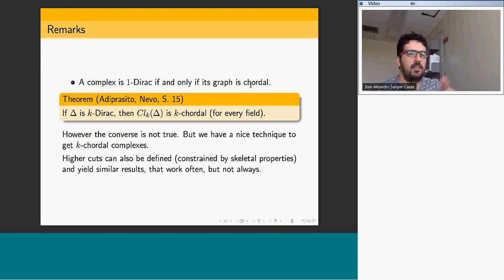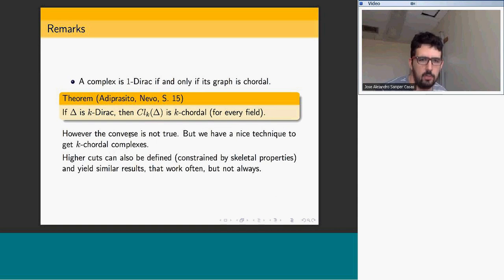And K-Dirac implies K-chordal, meaning filling the holes gives me chordal complexes. But the converse is not true, because this is a purely combinatorial definition. It works for every field that you choose.